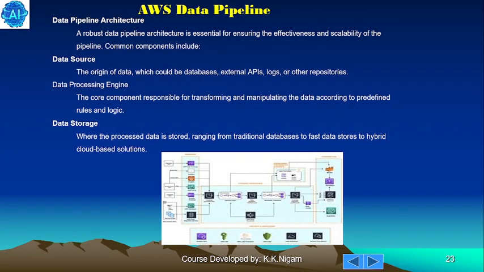Data pipeline architecture. A robust data pipeline architecture is essential for ensuring the effectiveness and scalability of the pipeline. Common components include data source, the origin of data, which could be databases, external APIs, logs, or other repositories. Data processing engine, the core component responsible for transforming and manipulating the data according to predefined rules and logic. Data storage, where the processed data is stored, ranging from traditional databases to fast data stores to hybrid cloud based solutions.